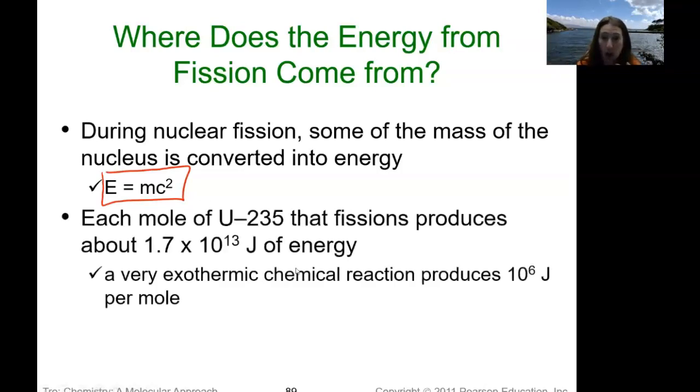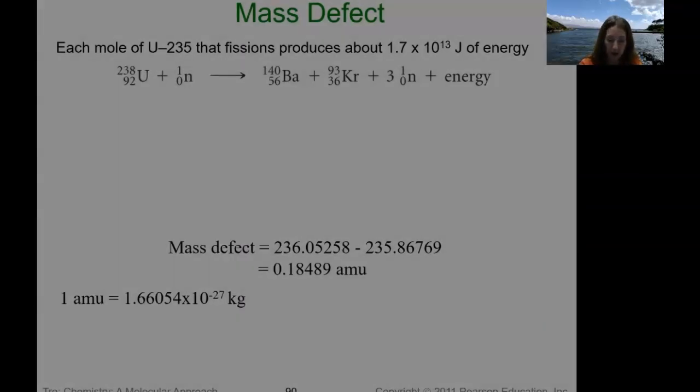Each mole of uranium-235 nuclei that fissions produces about this much energy. This is an insane amount of energy. If you think about the most exothermic of all exothermic reactions we ever did, it was like 1,000 or 2,000, 3,000 kilojoules. This is so much more than any kind of chemical reaction we've ever done, right? 10 to the 6 joules, which is like 1,000 kilojoules. So this is way, way more energy.